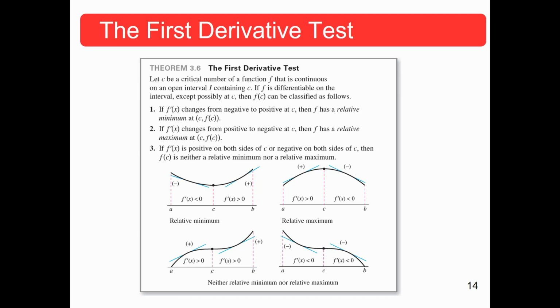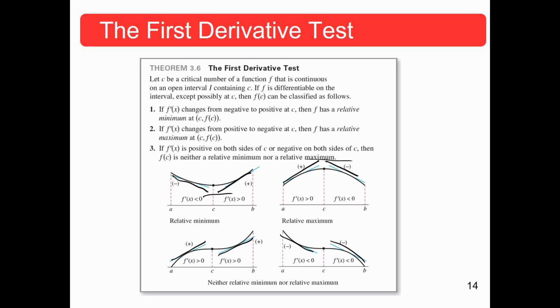In these examples you can see here, a relative minimum because it's decreasing then increasing. If we're increasing and then decreasing, that's obviously a maximum. And here we're increasing on both sides, so this is not a max or a min. Same deal if we're decreasing on both sides.